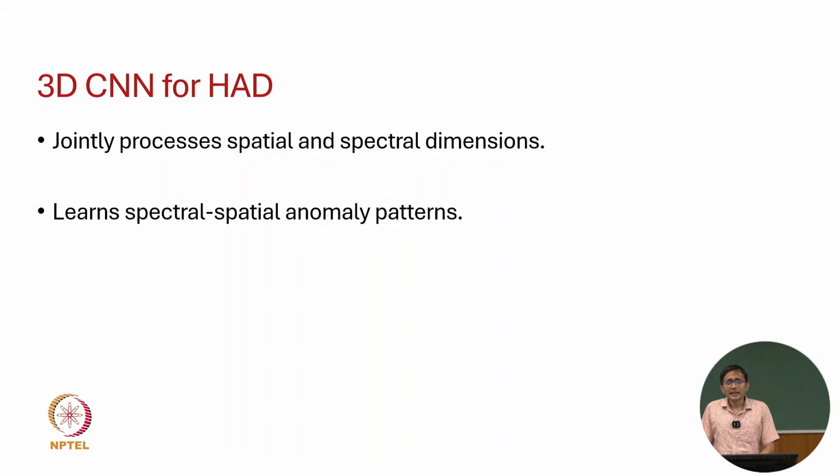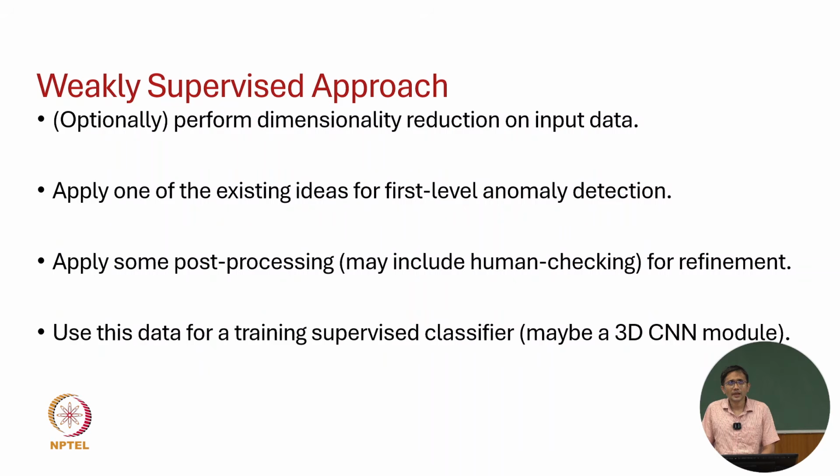We can exploit 3D CNN for hyperspectral anomaly detection. 3D CNN will jointly process spatial and spectral dimensions and learn more effective spectral-spatial anomaly patterns. From all this, one can also come up with a weakly supervised approach for hyperspectral anomaly detection. So how would such a weakly supervised approach look like?